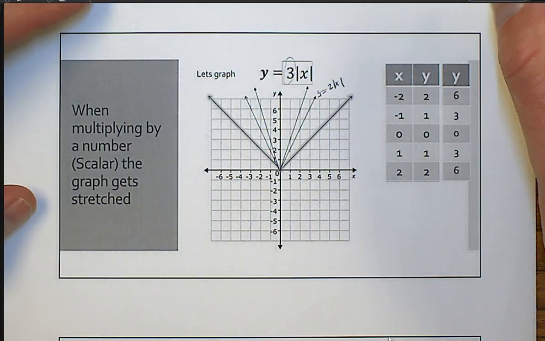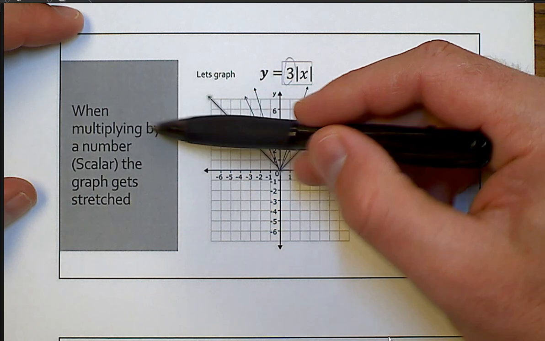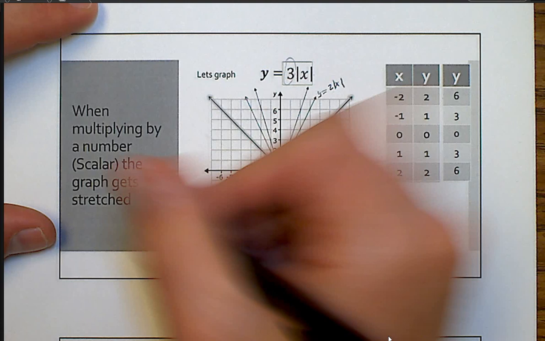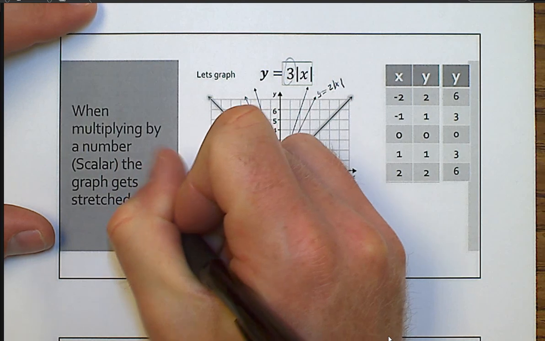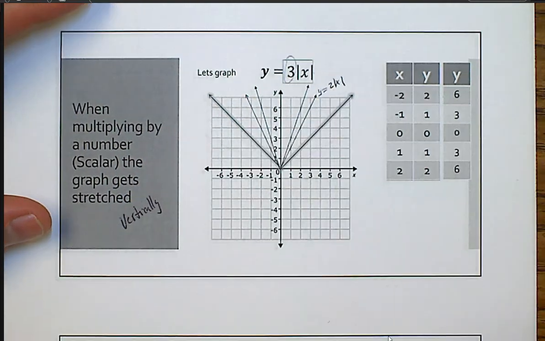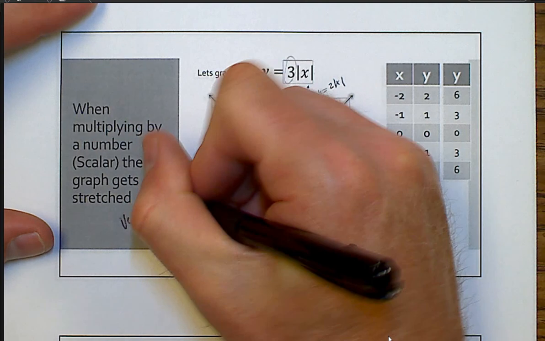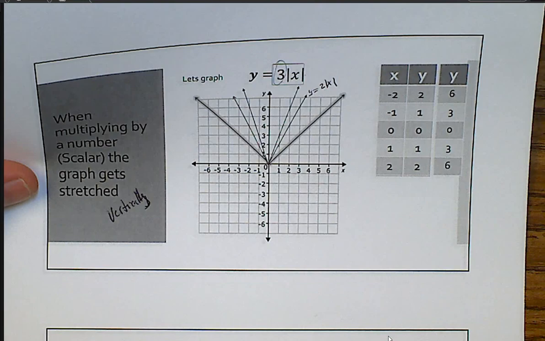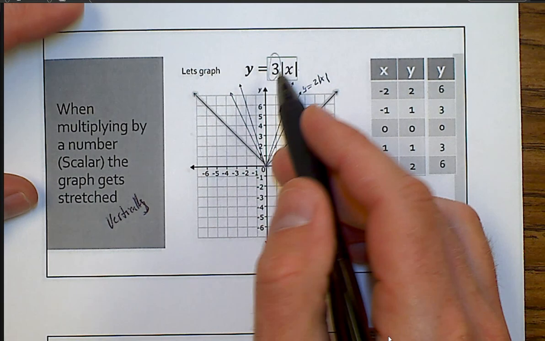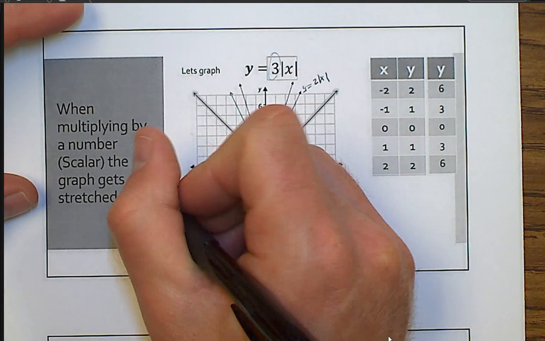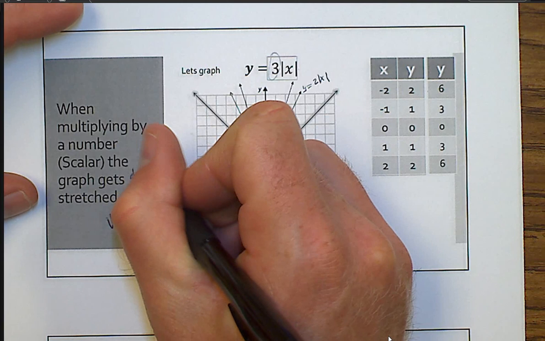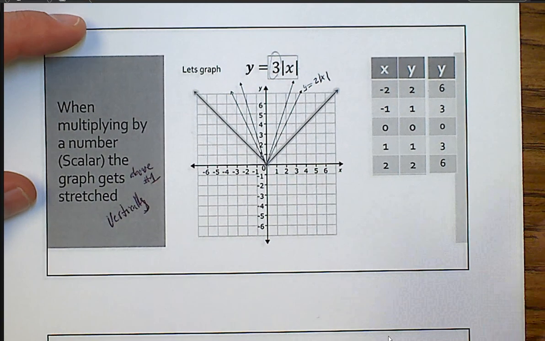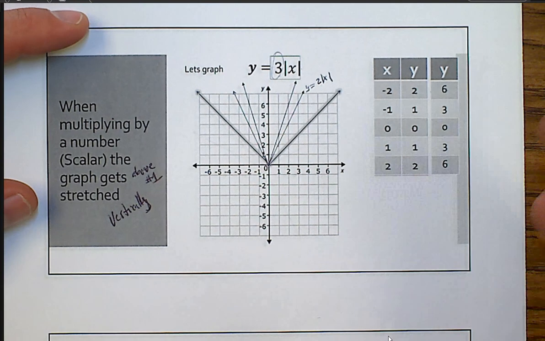When multiplying by a number, which we call a scalar, the graph gets stretched vertically. I like to add vertically in there. Stretch vertically. Remember, I said that for it to get stretched vertically, the number has to be above 1. So anything above 1, like 2, 3, 4, 5, or 1.5, would stretch things vertically.